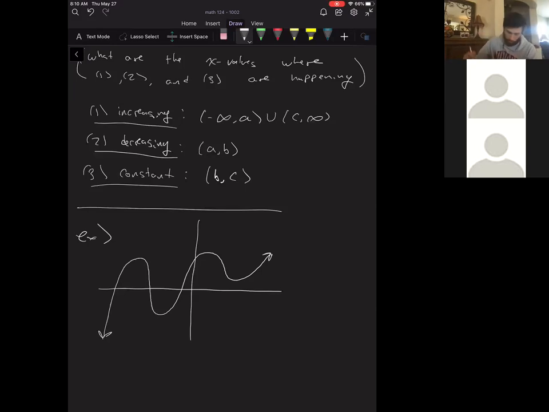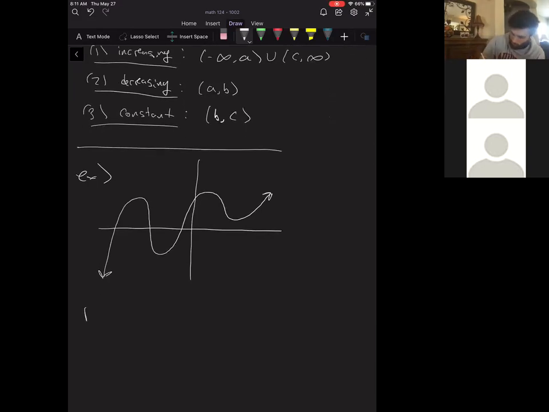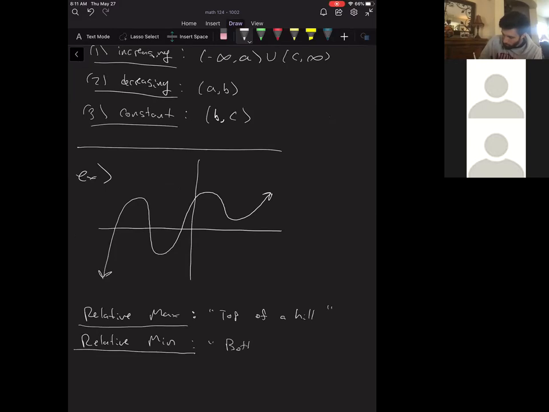So the next thing we need to recognize are relative maxes and mins. A relative max just means the top of a hill. And we can think of a relative min as the bottom of a valley. So like the top of a hill, let's do these with green.